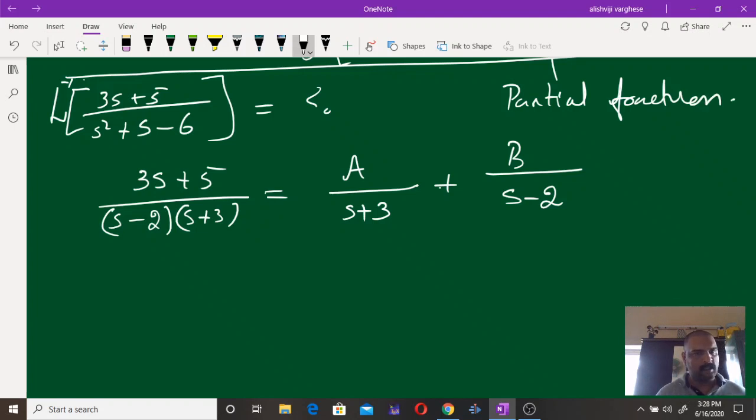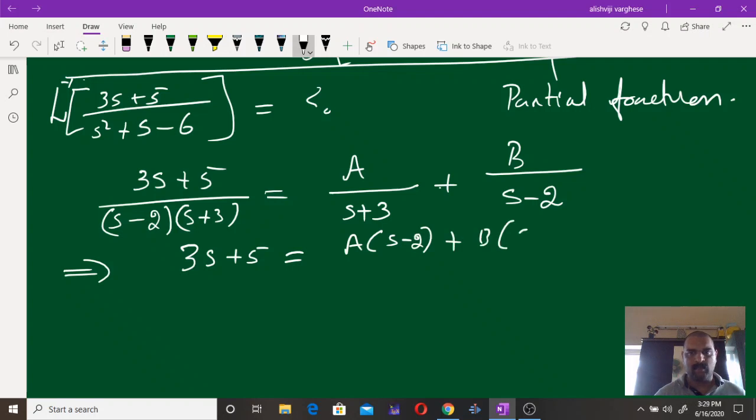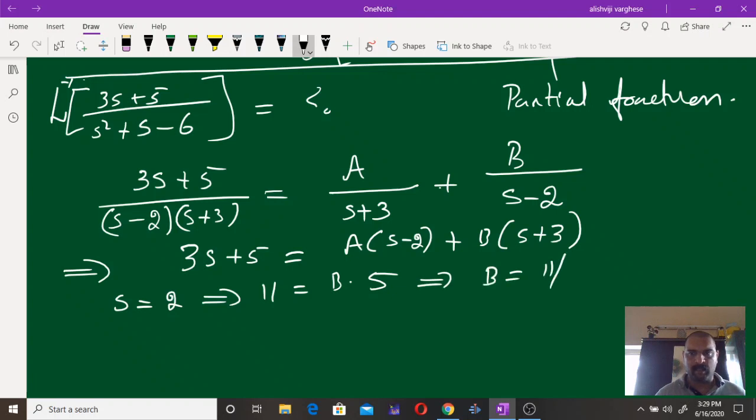Then this will give an equation like 3s plus 5 is equal to a into s minus 2 plus b into s plus 3. That can be obtained by multiplying everything with (s minus 2) into (s plus 3). Now, if we substitute s equal to 2, we get 6 plus 5, that is 11, is equal to b into 2 plus 3, that is 5, because the first term will vanish. That gives b equal to 11 by 5.